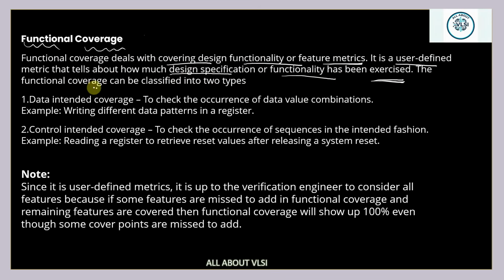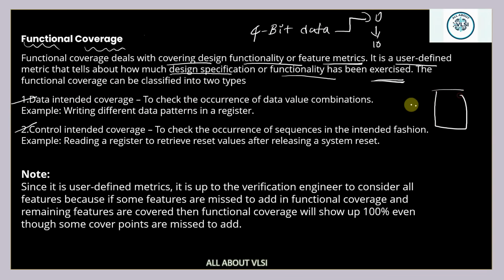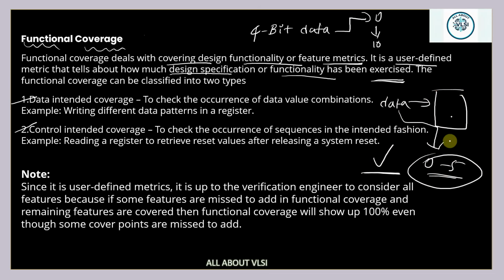Functional coverage can be classified into different categories. One is data oriented and another is control oriented. In the case of data, we check the occurrence of data value combinations. For example, if I have a 4-bit data, then I can have different combinations from 0 to 15. For a particular design, let's say I test by providing the data from 0 to 5, and it is working fine, and I've given a stamp. But let's say there is a bug whenever you give the data from 6 to 15, then this is a bug, right?